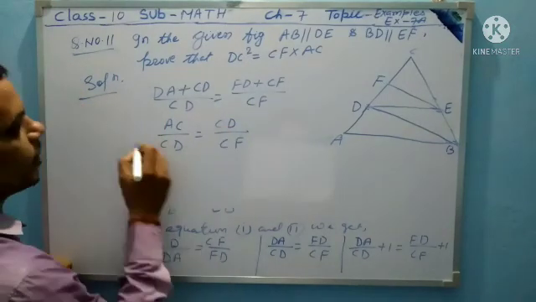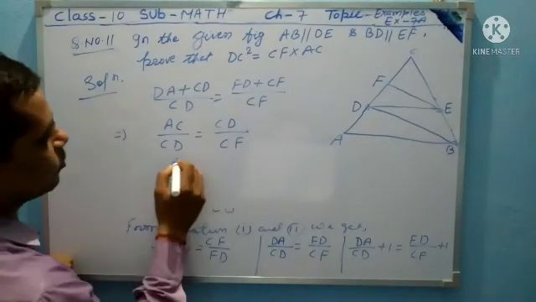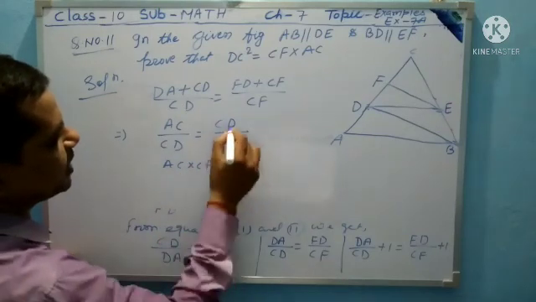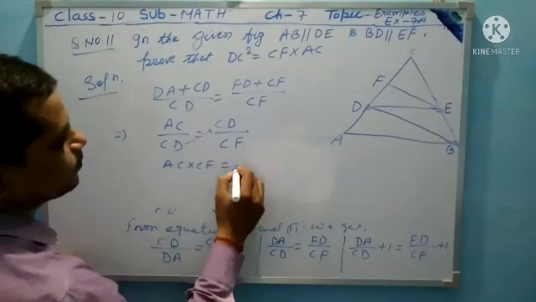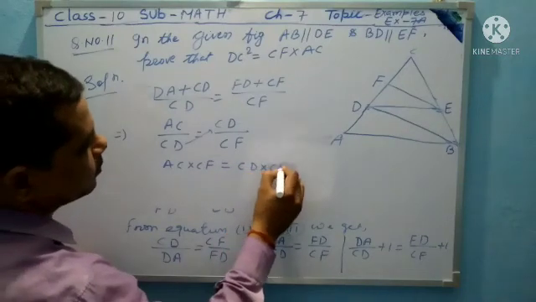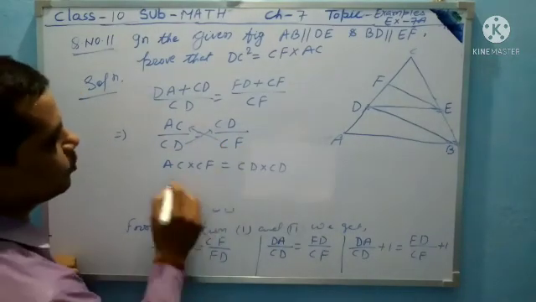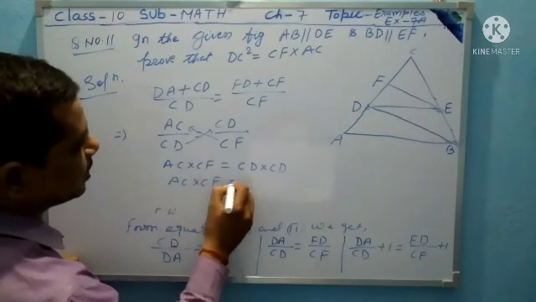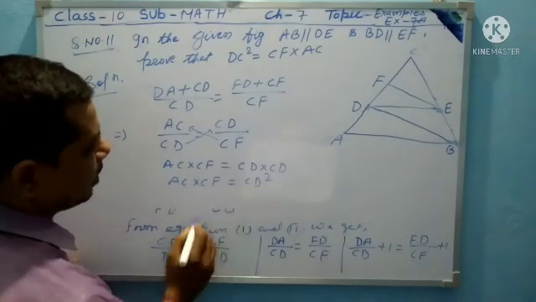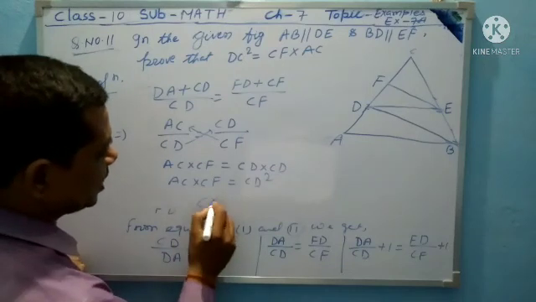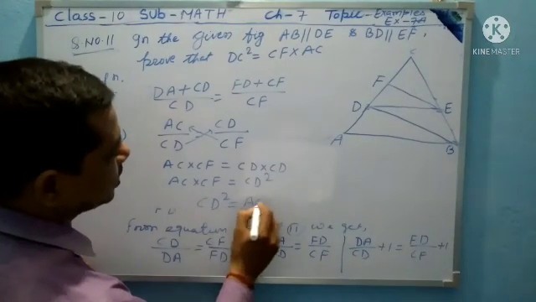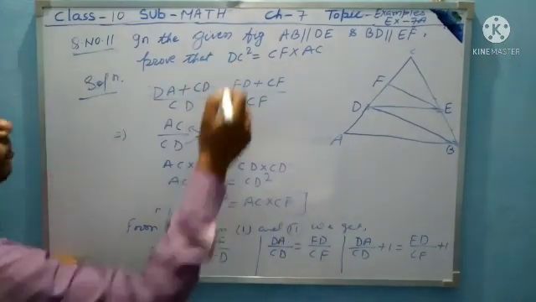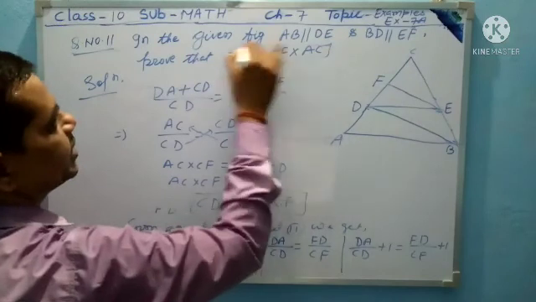So by cross multiplication, AC into CF is equal to CD into CD. So AC into CF is equal to CD square. So CD square is equal to AC into CF. Hence this is proved.